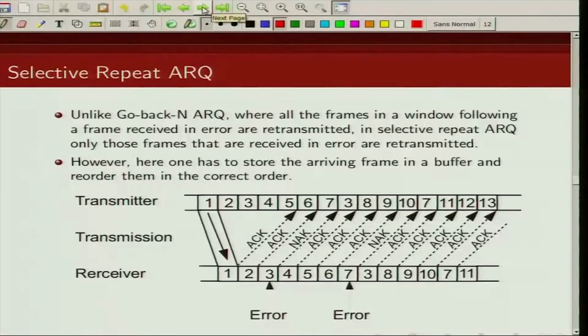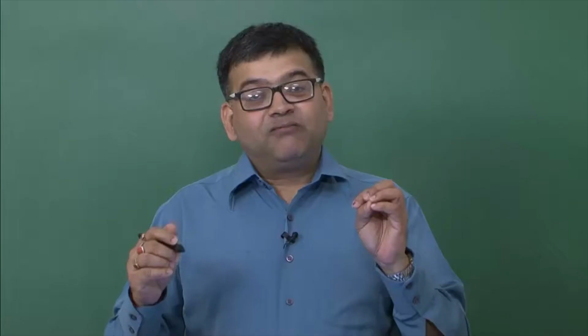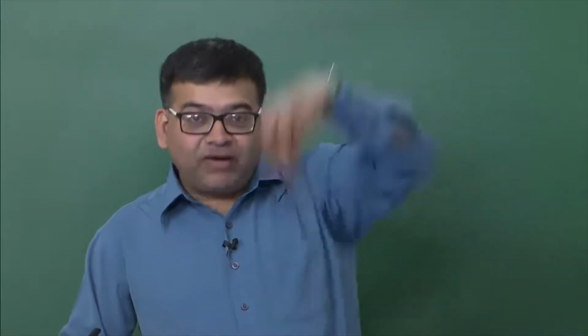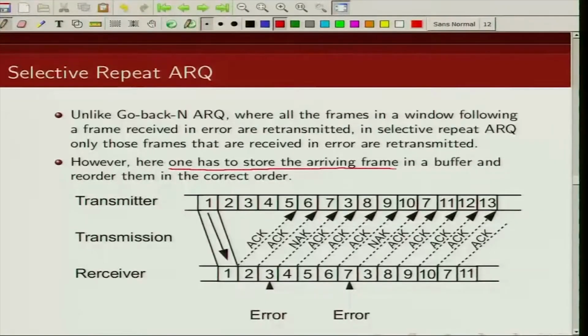What is the drawback of this system? Since we are only selectively asking for retransmission of those packets which are in error, we need to maintain some buffer, so that once we receive those erroneous packets, we can put them back in the right order and deliver them to the intended receiver. So the drawback of the selective repeat system is that one has to store the arriving frames in a buffer and reorder them so that they are delivered to the recipient in the correct order.